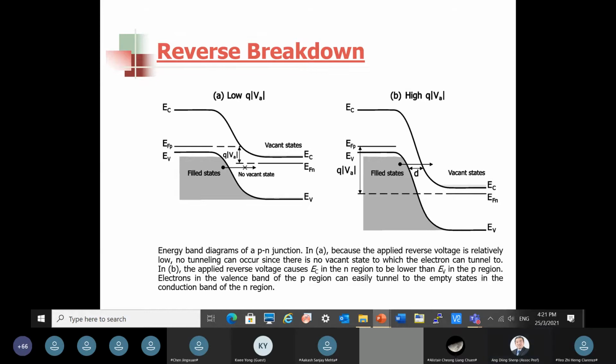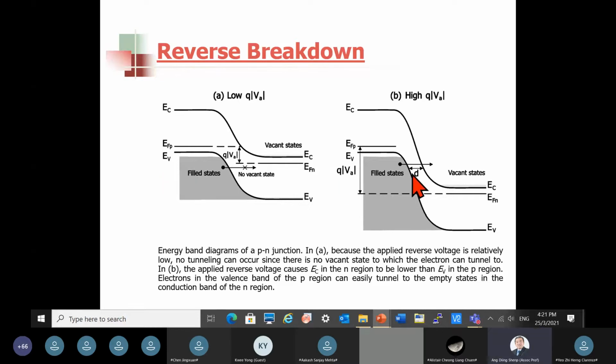Now, if we make sure that the barrier is thin and the electric field is large, then the probability of tunneling can be increased very significantly, and therefore a large current can flow in a reverse bias PN junction. So that is the basic theory behind Zener breakdown.